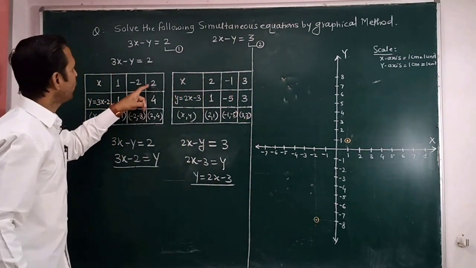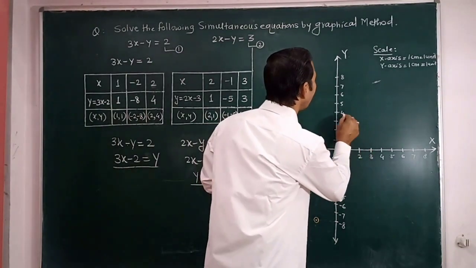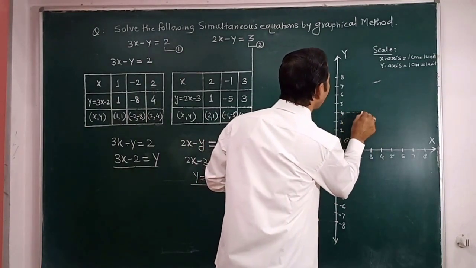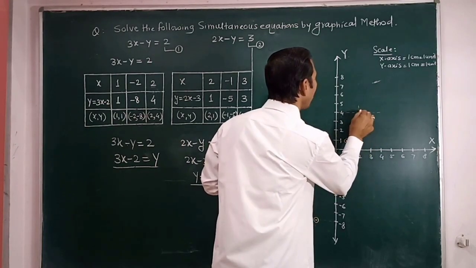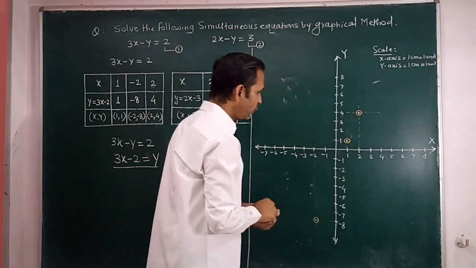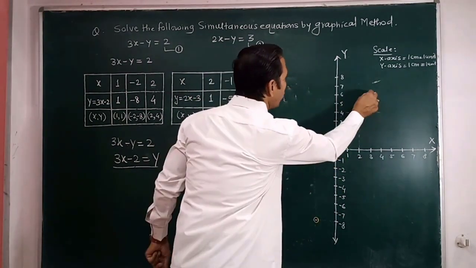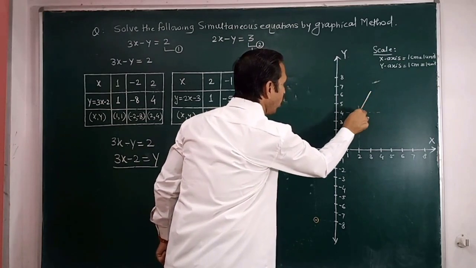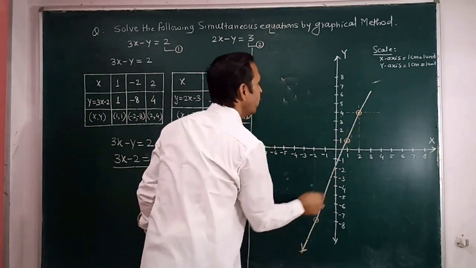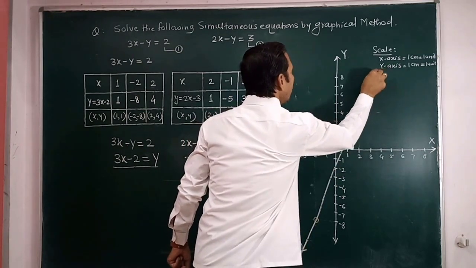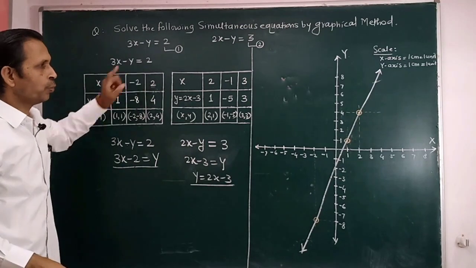Now the next point is 2 comma 4. This is the point 2 comma 4. Now we see that all these 3 points are collinear, and we draw the line passing through the 3 points. Now this is a line. The equation of this line is 3x minus y equal to 2.